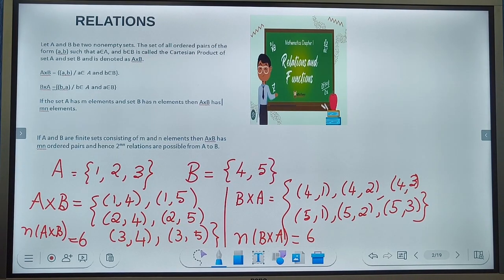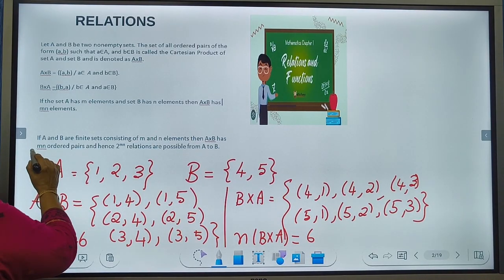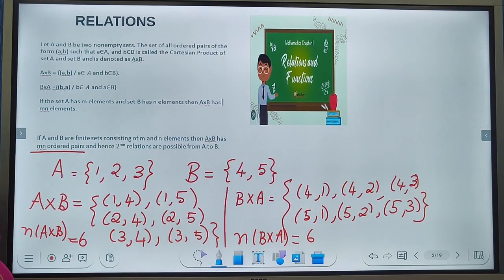Now, if A and B are finite sets consisting of m and n elements, then how many elements does A cross B have? m into n. So it will have m into n ordered pairs.